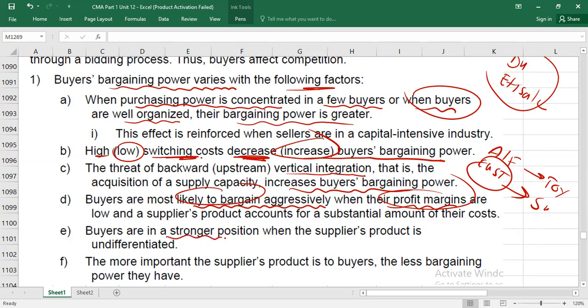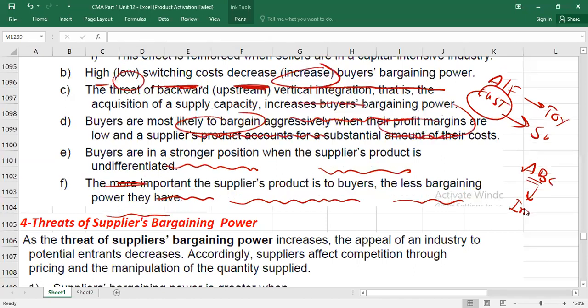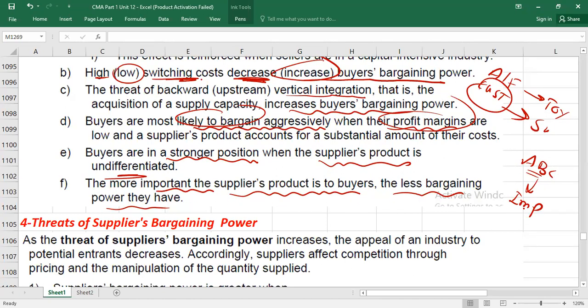Then buyers are in a stronger position when the supplier's product is undifferentiated. Obviously, when all sellers are selling the same, similar or identical product, buyers will be in a strong position. The more important the supplier's product is to the buyer, the less bargaining power they have. For example, you are selling ABC product, and ABC product is very important for me as a customer. I need it by hook or by crook. Then obviously I will not bargain that much. But if it is not my basic need, maybe I can bargain, right? So all these factors decide the bargaining power of the buyers.